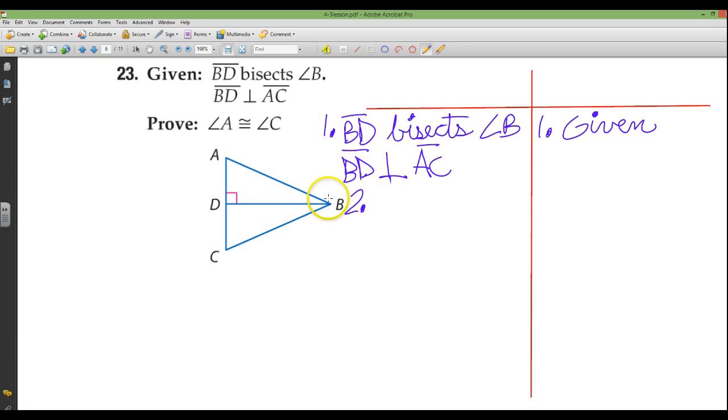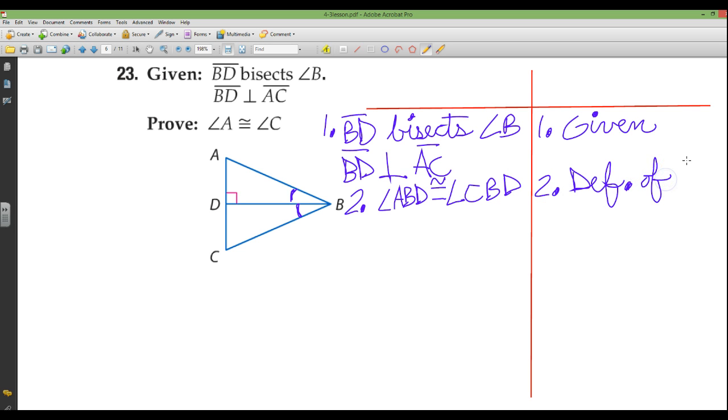And since BD bisects angle B, then that means that these two angles will be congruent by the definition of an angle bisector. An angle bisector splits an angle into two congruent angles. So, angle ABD is congruent to angle CBD. And that's by definition of angle bisector.